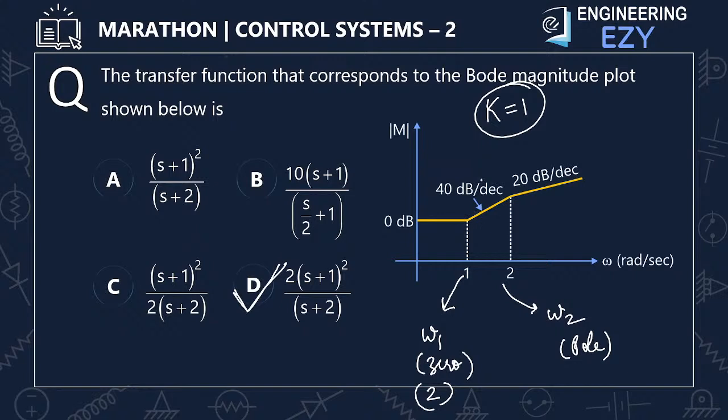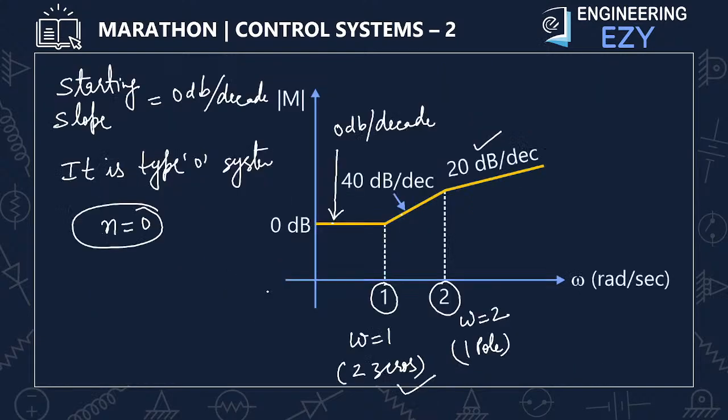I hope this question is clear to all of you, because it is a simple question of the Bode plot, not a tough one. If anyone has a doubt and needs more explanation, I can give more explanation. Otherwise, moving to the next question.